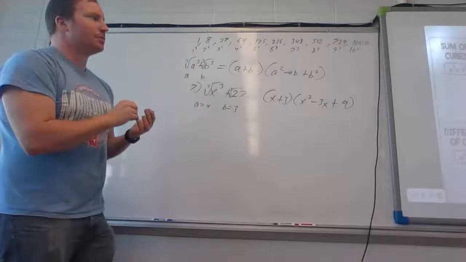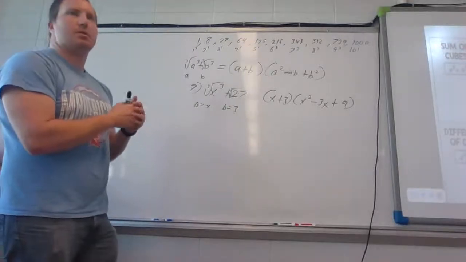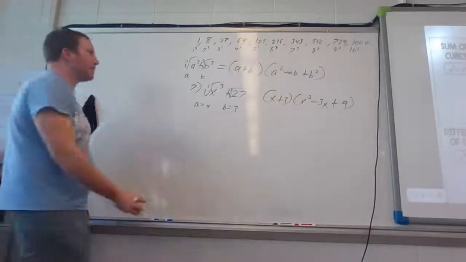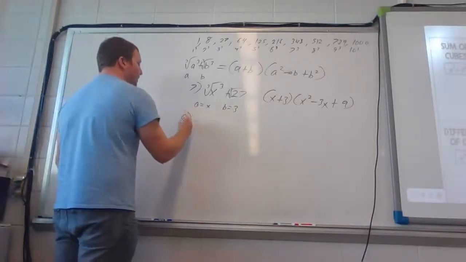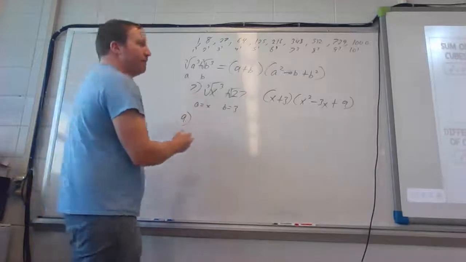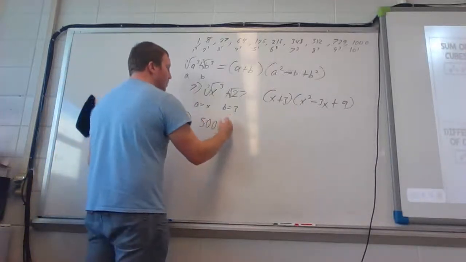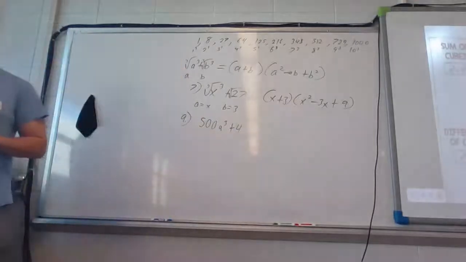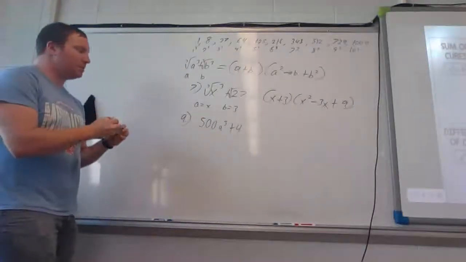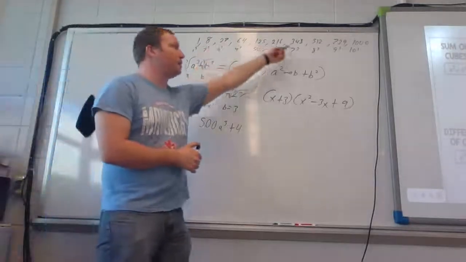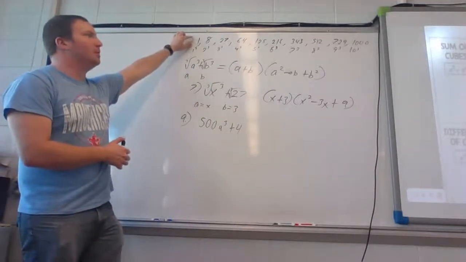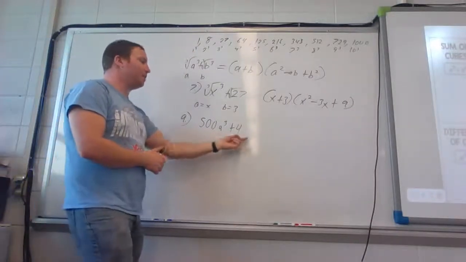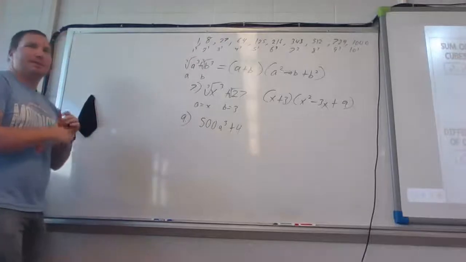Which one did we not do, or did we do all 4 of those? 9 is it. So let's look at number 9. We have 500a cubed plus 4. Sometimes we do not have perfect cubes to begin with, right? 500 is not a perfect cube, and neither is 4. So the first thing that we need to do is take out our GCF. What can we divide both of those numbers by?